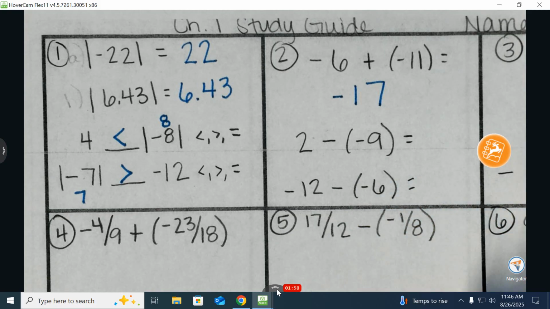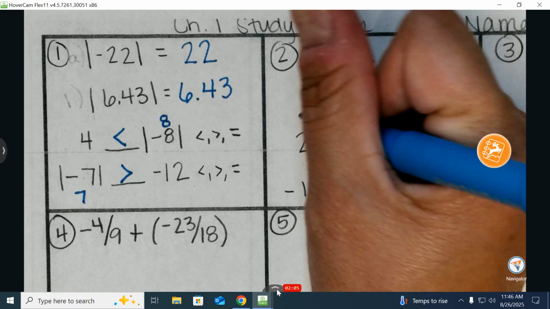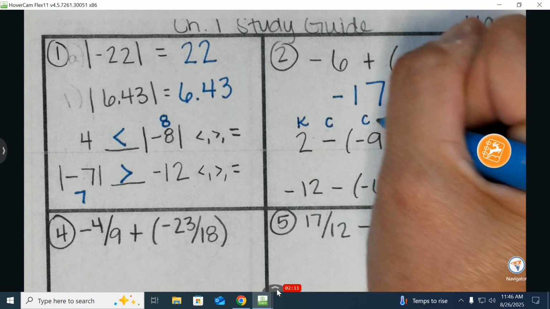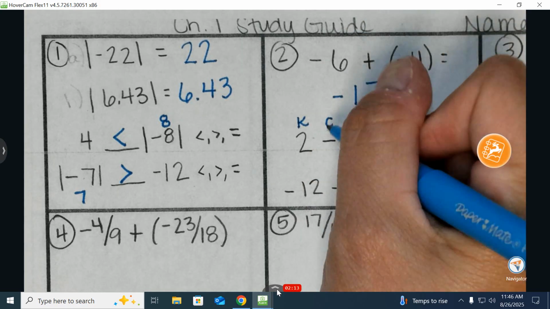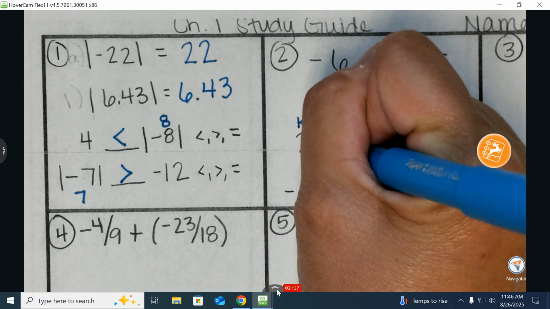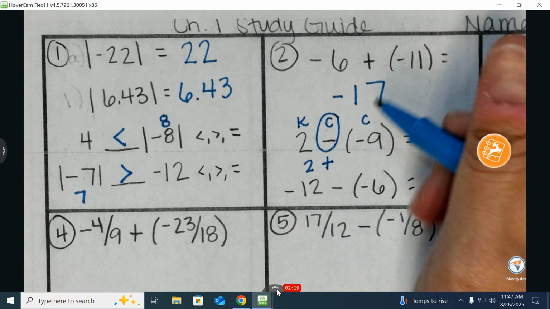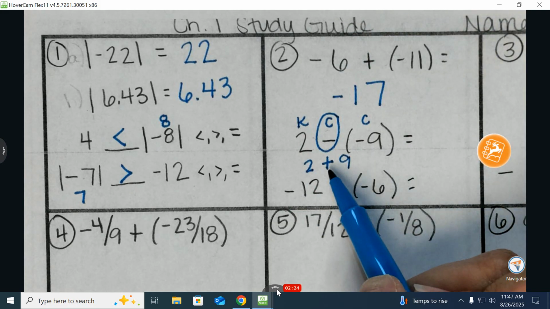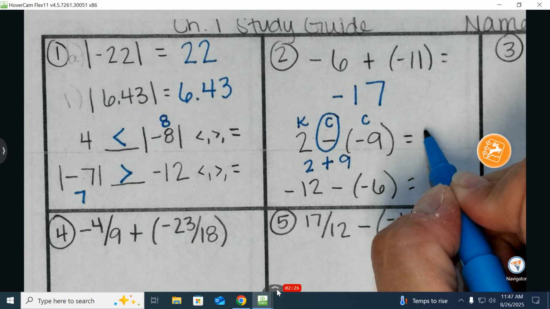Okay, the next two are subtraction. Anytime there's a subtraction problem, you do keep, change, change. So you keep your first number, you change your operation, and then you change the sign of the second number. So it is keep your 2, change subtraction to addition, and change negative 9 to positive 9. And then 2 plus 9 equals 11.